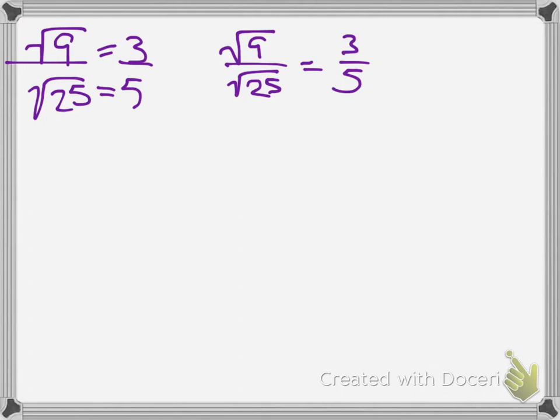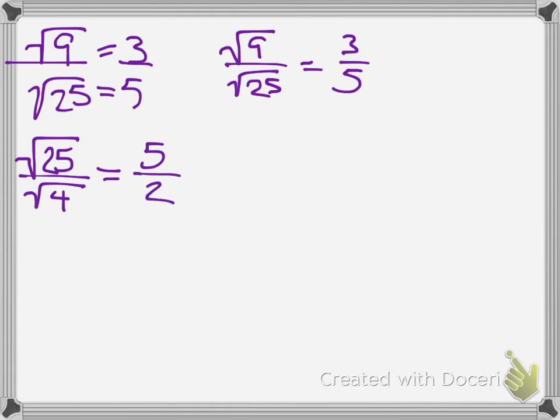So, the first thing I would look for is to see if you can take the square root of each number individually. Like here, square root of 25 over 4. Well, the square root of 25 is 5. The square root of 4 is 2. If you can take those square roots separately, that should be simplified.